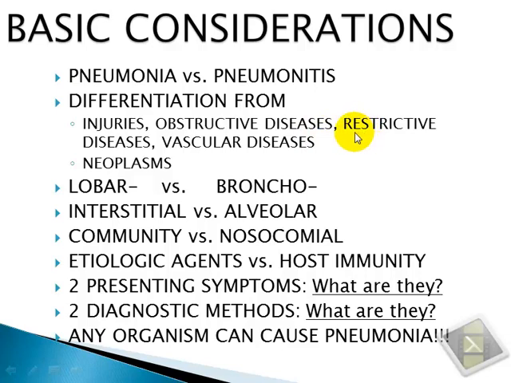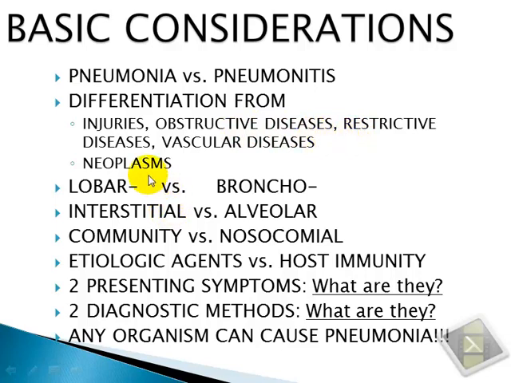You have restrictive lung diseases and vascular diseases, so you have to differentiate. This patient was not simply having pneumonia. This patient was having pneumonia because of a vascular disease, or because of an obstructive lung disease, or because of a restrictive disease, and so on.